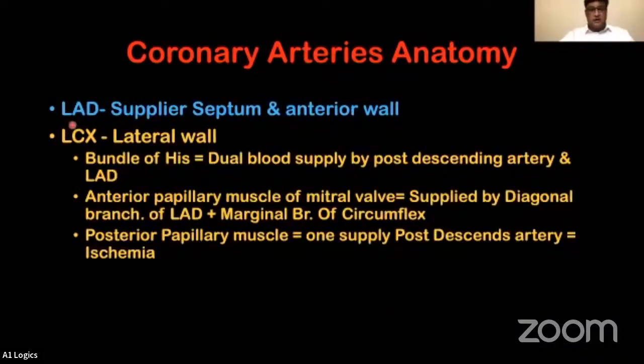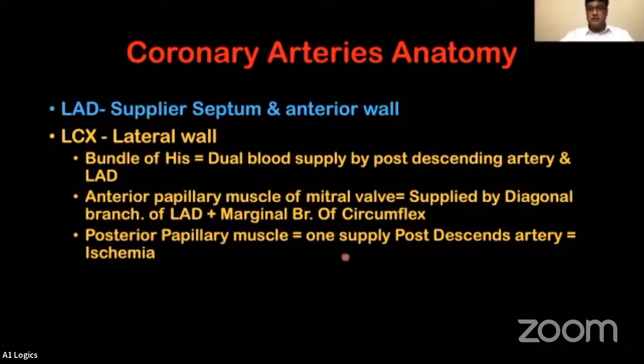The left anterior descending supplies the septum and the anterior wall, the left circumflex supplies the lateral wall, and the bundle of His gets dual blood supply from the posterior descending artery and the LAD. The anterior papillary muscles of the mitral valve are supplied by the diagonal branches of the LAD plus the marginal branches of the circumflex.